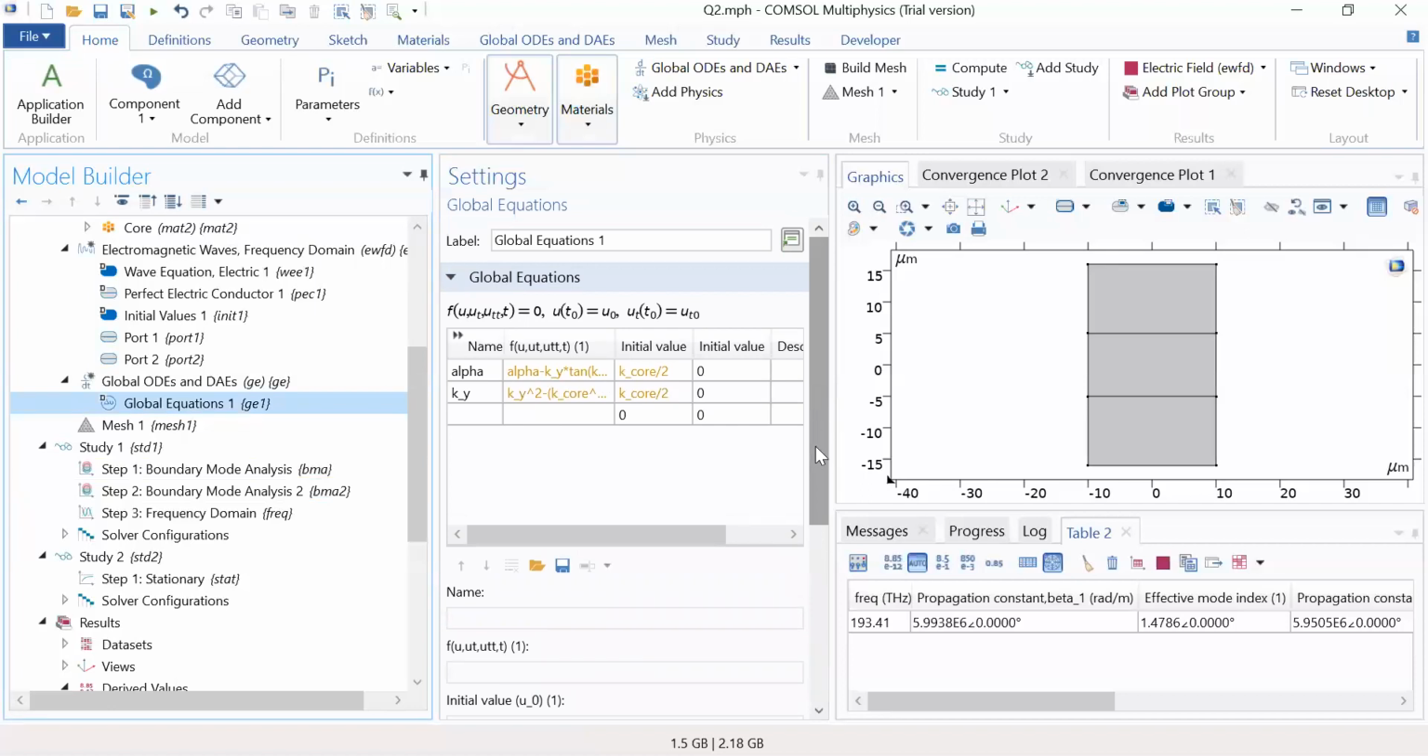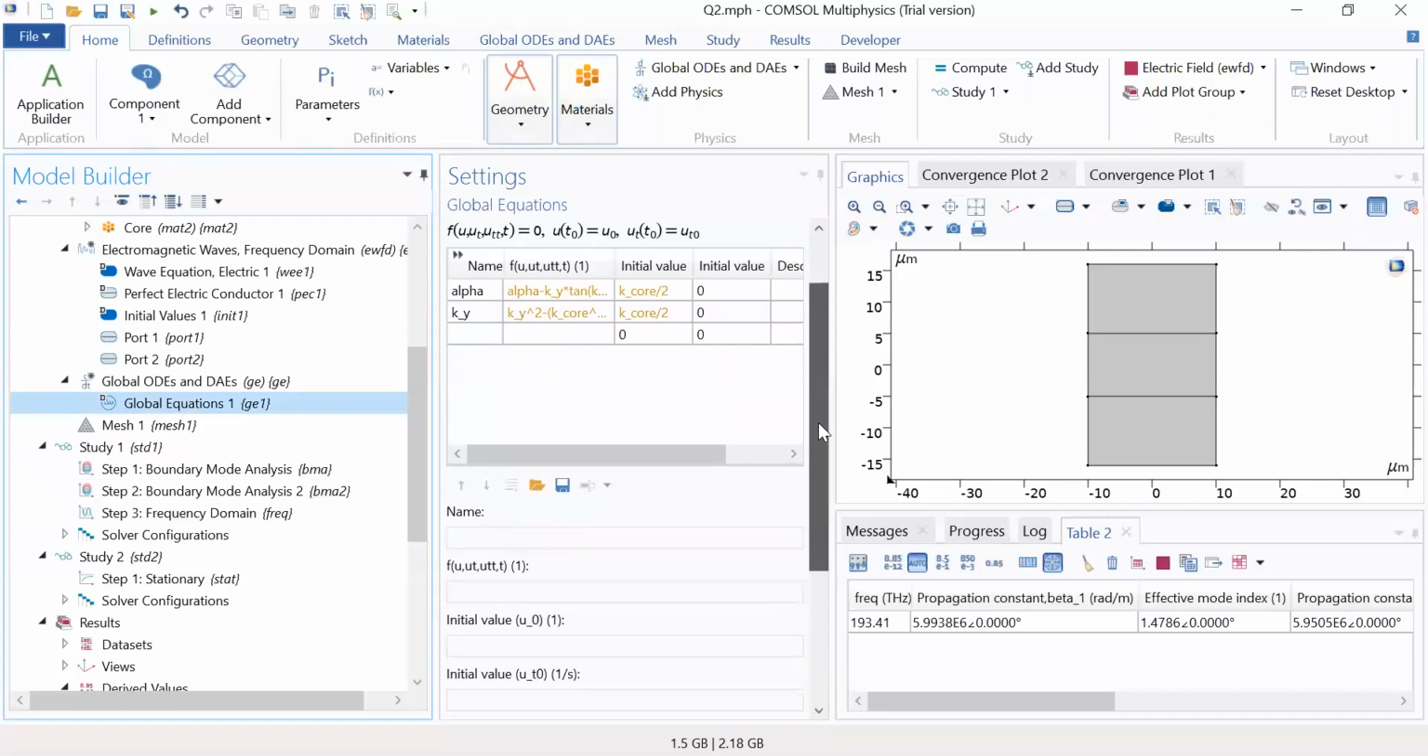COMSOL uses the Newton-Raphson method, which solves iteratively and requires some initial values, which I already set equal to k core by 2. So these equations are solved by COMSOL, and they will help us analyze the values of the effective mode index and propagation constant beta. So we will see further.